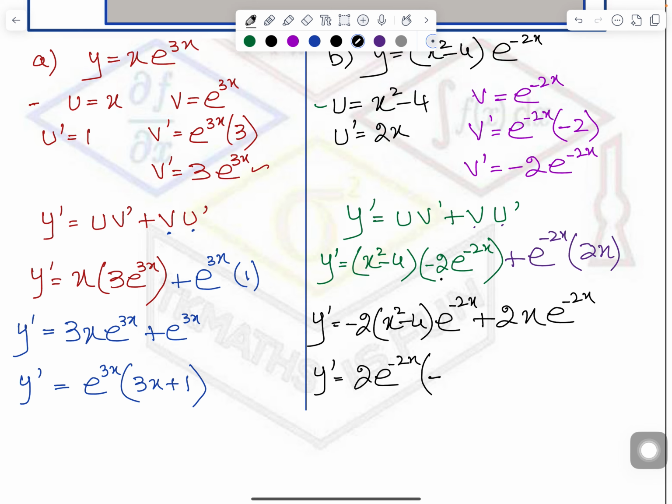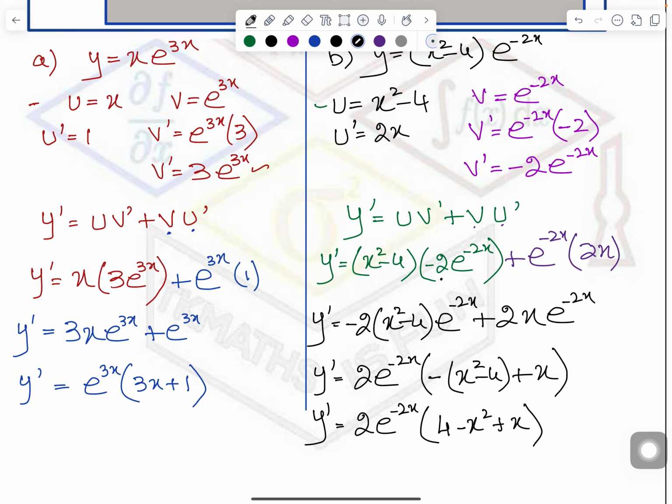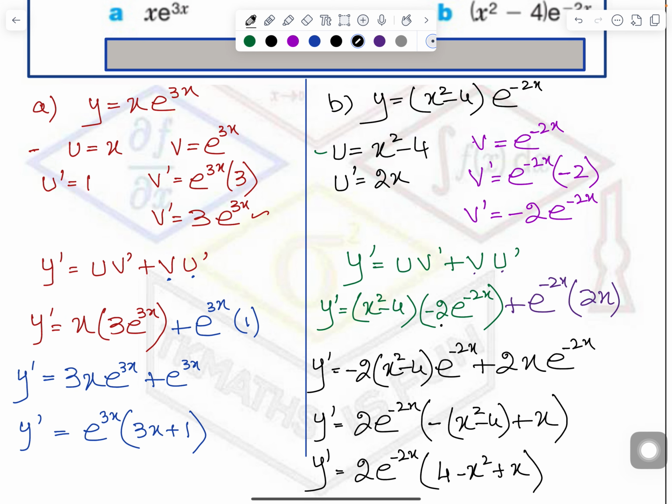So what is left here is minus x square minus 4 plus x. So I will open the bracket here, the inside bracket. I could do this step directly, but then students usually get confused. So I'm doing it stepwise. Minus times minus will be plus 4. This is minus x square plus x. I have just written the positive term first. You can write negative term first, no problem. So this is how you will differentiate it.